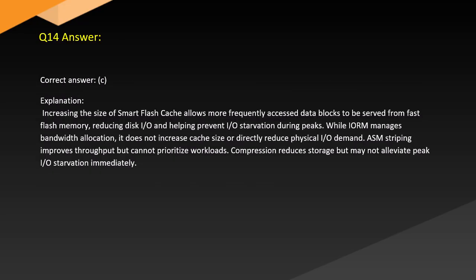Answer. Correct answer. C. Explanation. Increasing the size of smart flash cache allows more frequently accessed data blocks to be served from fast flash memory, reducing disk IO and helping prevent IO starvation during peaks. While IORM manages bandwidth allocation, it does not increase cache size or directly reduce physical IO demand. ASM striping improves throughput but cannot prioritize workloads. Compression reduces storage but may not alleviate peak IO starvation immediately.